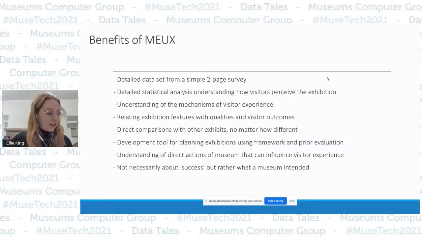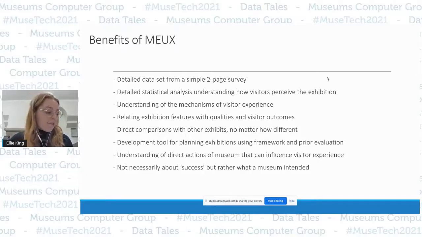So just to conclude, and this is a very whistle-stop thought, the benefits of this method, as I see it, is that it provides a very detailed data set from a simple 2-page survey. A lot of the reports I write are 30, 40 pages long, and it provides detailed statistical analysis in how visitors perceive that exhibition, as well as providing that understanding of mechanisms of the visitor experience. And then what you can do is relate those key exhibition features, so what text, content, specimens we're using, with the qualities of the exhibition and then the visitor outcomes.